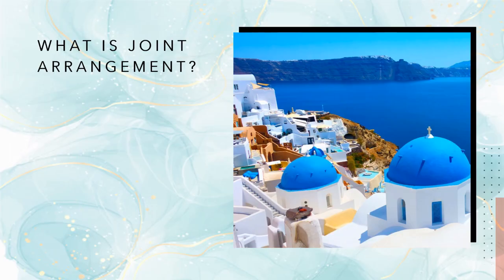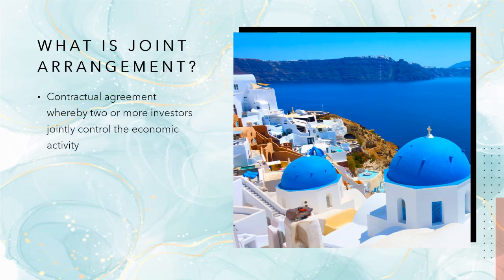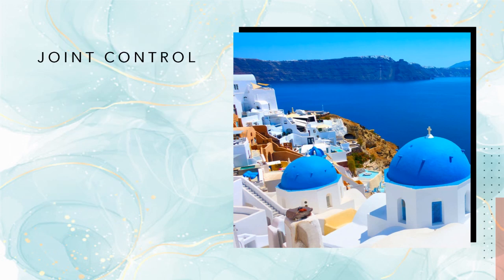What is a joint arrangement? A joint arrangement is a contractual agreement whereby two or more investors jointly control the economic activity. For example, this can be done by having a contract or articles of incorporation.